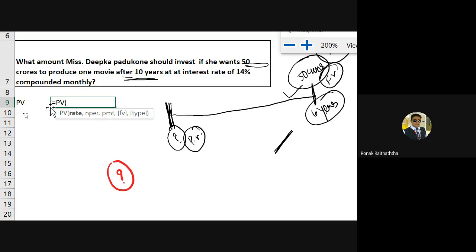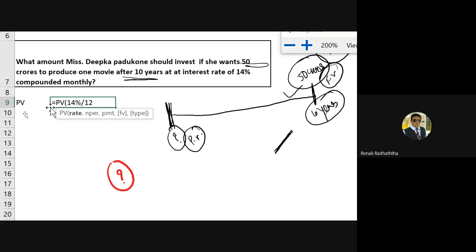Opening the bracket. First is requirement of rate. Can someone tell me what will be the rate? 14% needs to be divided by 12. Yes or no? Yes, sir, because this compounding will be taken on monthly basis. On monthly basis, she is going to get some amount, and on monthly basis, that amount will be reinvested again.